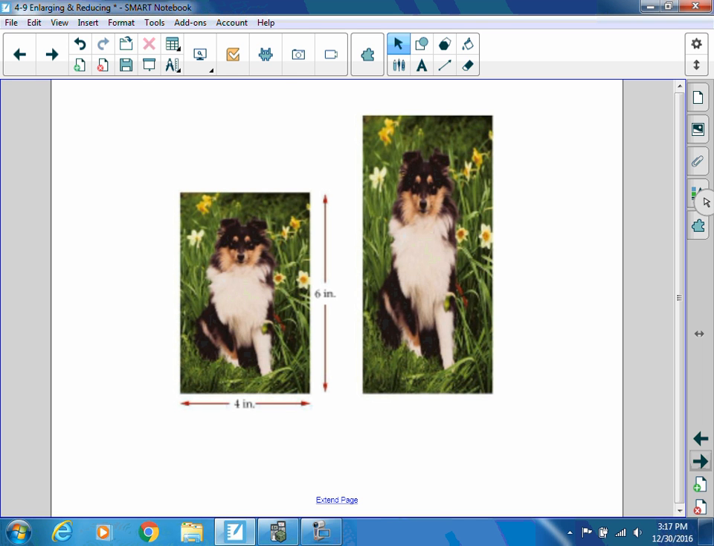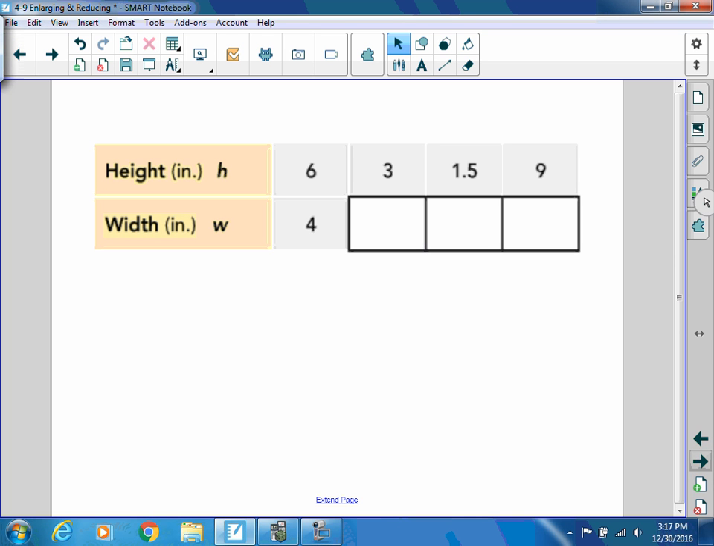Okay, so moving on. We have this table here, and this was the height of 6 and the width of 4. That was the original dimensions of our photograph. So we're going to figure out the missing widths there. So again, the method that will always work here is if I take the height and the width and I make a ratio. Okay, so I'm going to do height over width. Well, I know my height is 6. I know my width is 4.